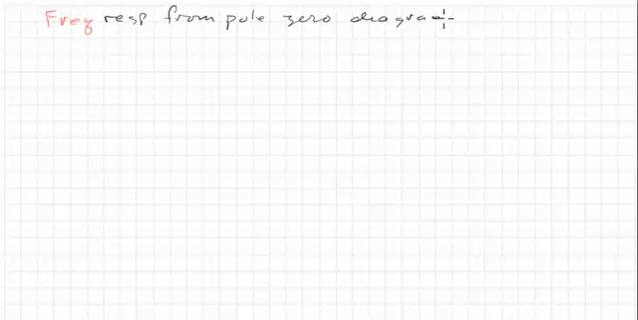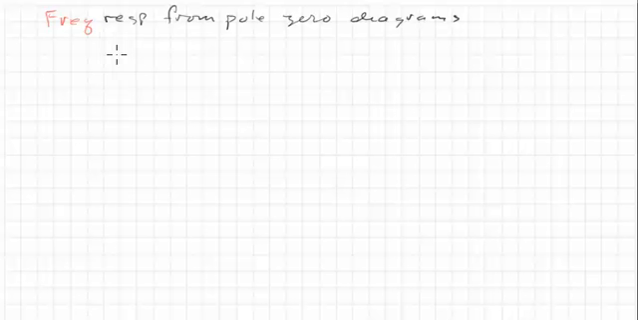Okay, let's now talk more about getting the frequency response. I always start off with the wrong color pen. Response from pole zero diagrams. And what we're going to do now is compare how you do this with discrete time against continuous time.